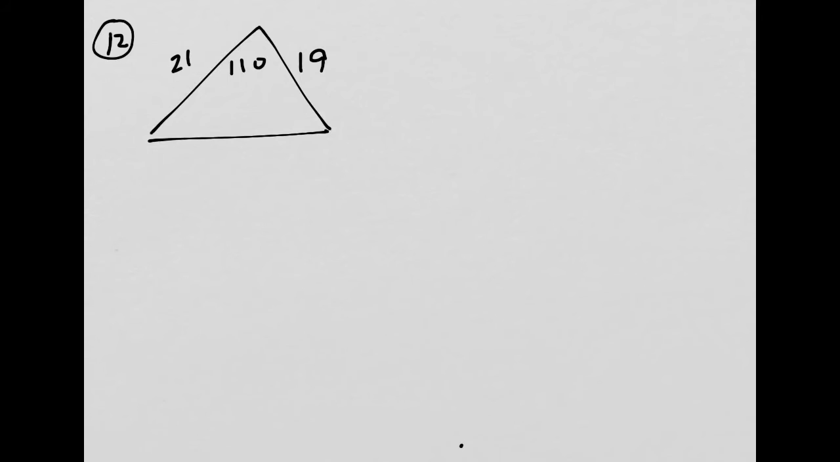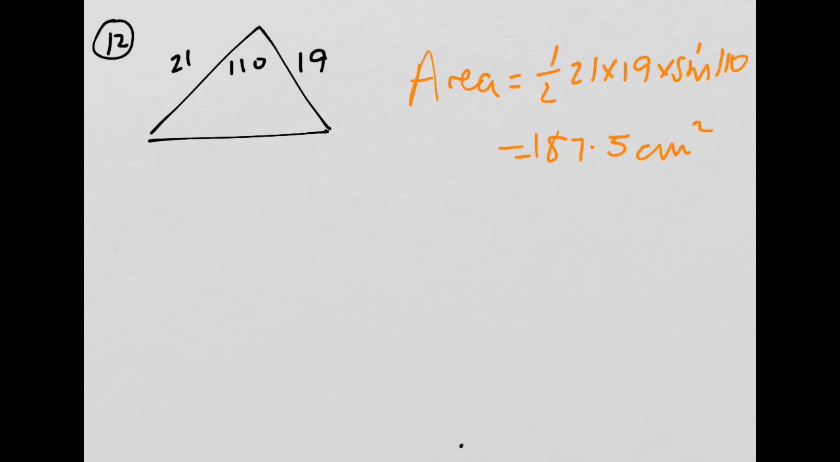Question 12, area of this triangle. It's fairly simple and straightforward. Half of 21 times 19 times sine 110. Type all that in and I think you'll find it comes out to be 187.5 centimetres squared.